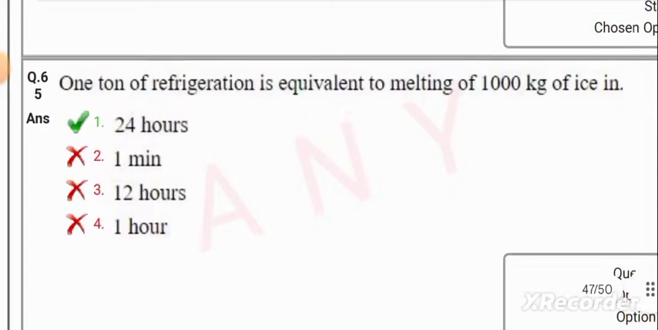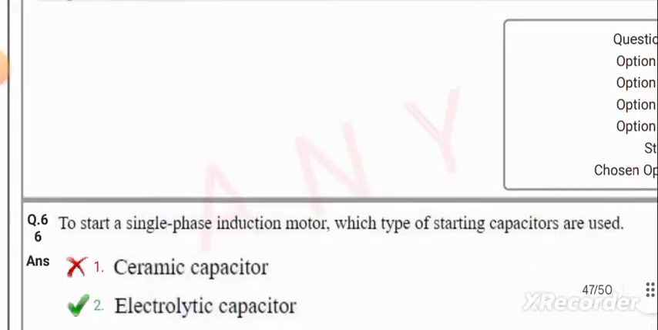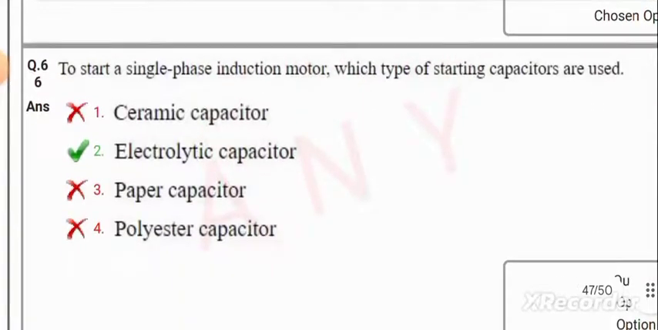One ton of refrigeration is equivalent to melting of 1000 kg of ice in 24 hours. To start a single-phase induction motor, which type of starting capacitors are used? Electrolytic capacitor.